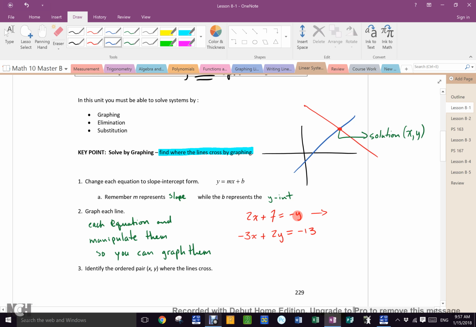Yep, all I got to do is make y positive in this case because y is by itself. So what would it be? Y equals negative 2x minus 7. Excellent. What would you do to this guy? Get y by itself. So y is going to equal 3/2 x minus 6.5, correct? Everyone with me? Then we'd graph them.